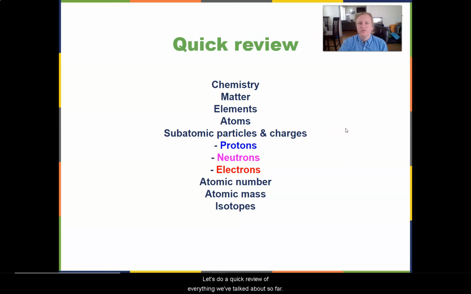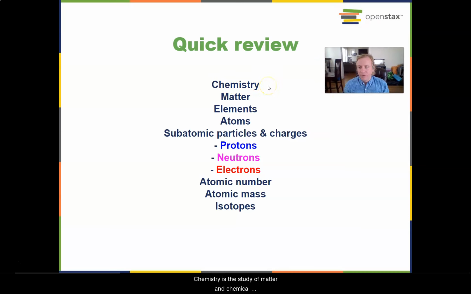So let's do a quick review of everything we've talked about so far. Chemistry is the study of matter and chemical reactions between different substances. Matter is anything that has mass and occupies space. And the universe is basically made out of matter and energy, without getting too deep into the physics. An element is something that can be broken down into a single atom and still have the same properties. If you have a whole bunch of gold, theoretically you can break it down into one atom of gold, and that one atom will still have all of the properties of gold. If you get any smaller than that, you start to change the properties. So those are elements. And an atom is the smallest thing that you can break an element down into.